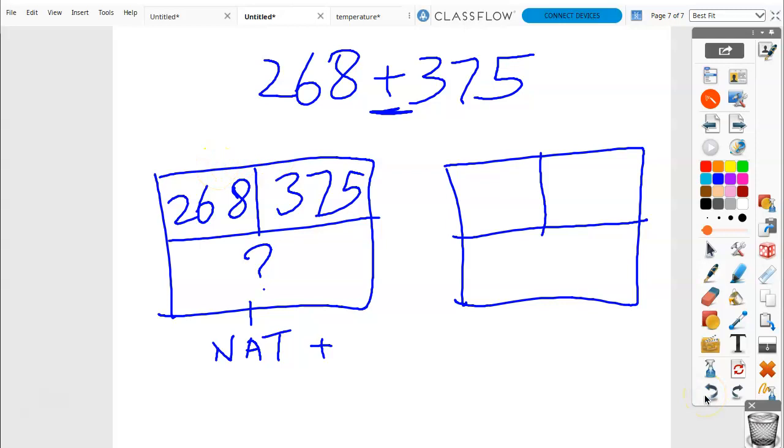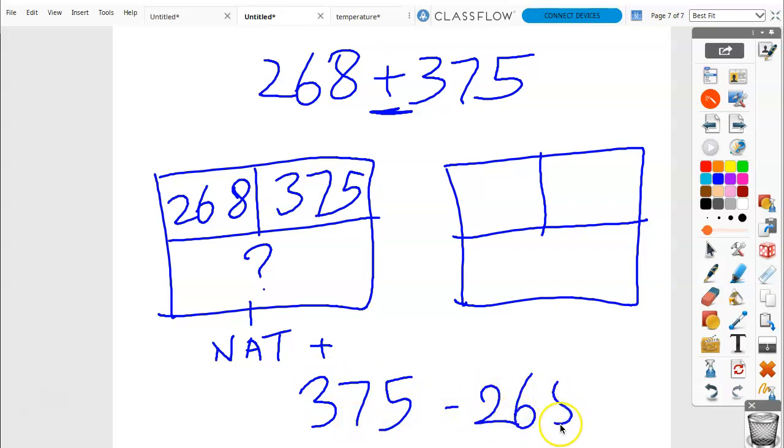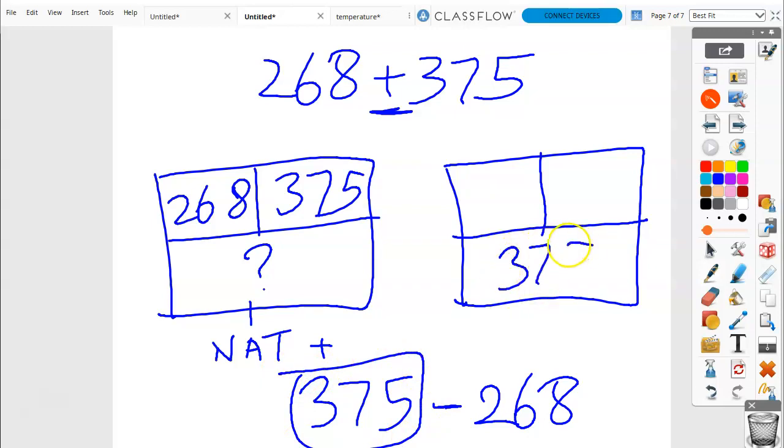However, let's say I have a subtraction problem: 375 minus 268. If we are subtracting, then it will be a difference, because 375 would be the biggest number in this number sentence. We cannot have an answer bigger than that. So 375 will be your whole, and 268 will be your part. This would be the question mark. When you had a total, that means we're going to subtract.